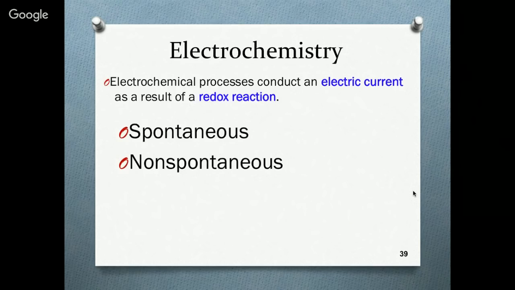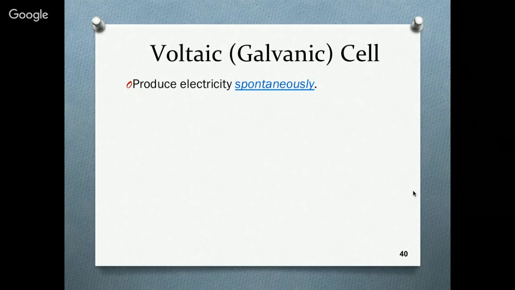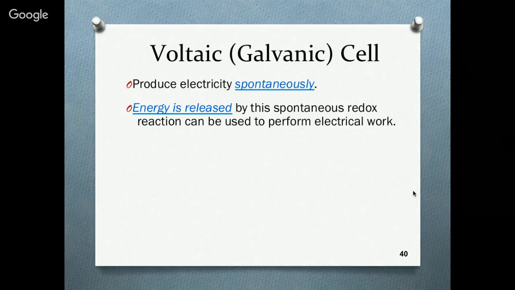All right, next we're going to jump into electrochem. Electrochemistry, we're basically going to look at 2 different types of reactions, spontaneous and non-spontaneous reactions, where we're going to use electric current and see what's happening here. So first, let's just get into voltaic cells. Voltaic cells are going to produce electricity spontaneously. So voltaic or spontaneous.